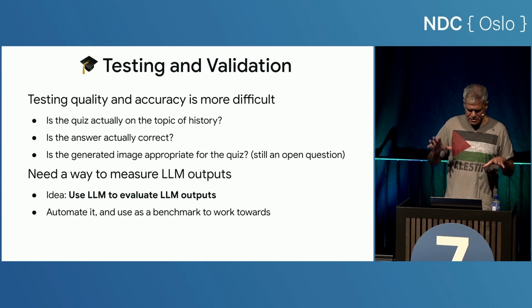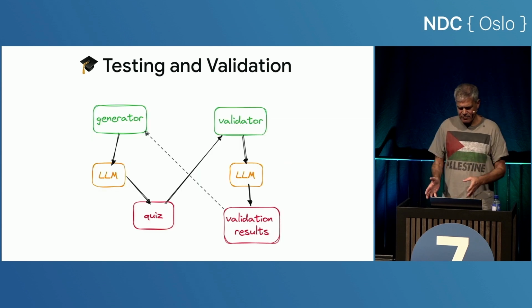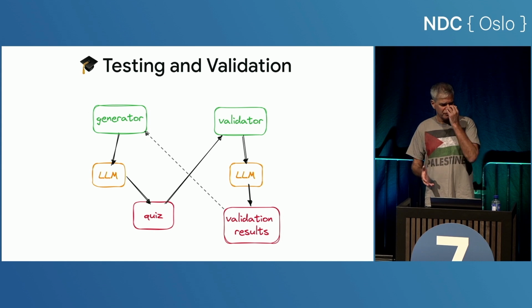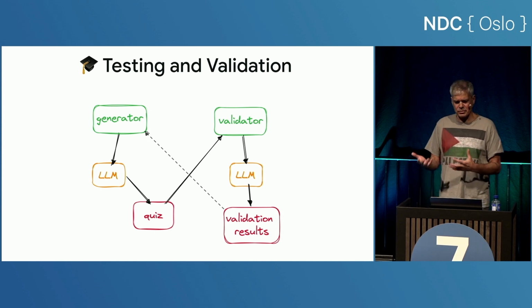But the key is to automate this, and once we're able to do that, to use it as a benchmark as we go forward. So here's the vision I have for this, what I'm calling a validator. And we've got it working. It's not integrated into the app yet, but we've got the standalone component working.